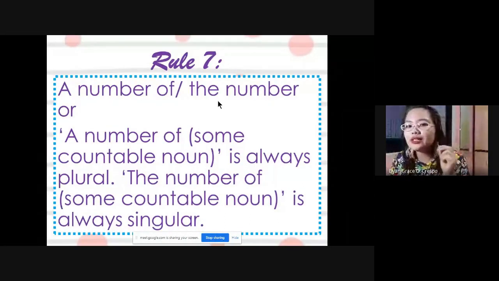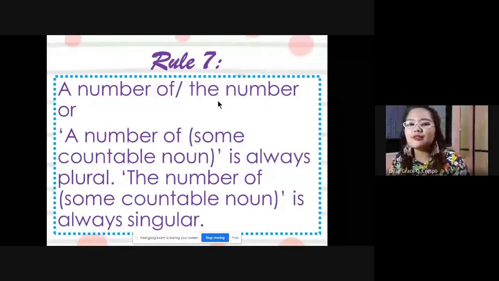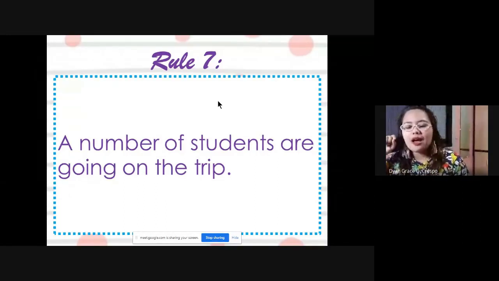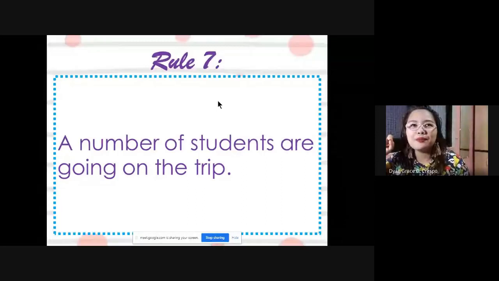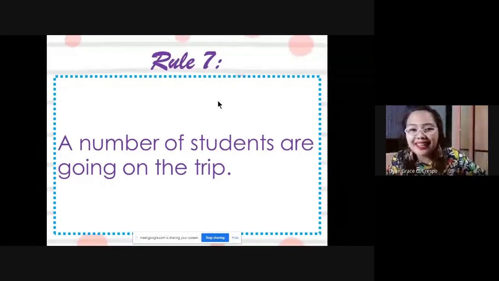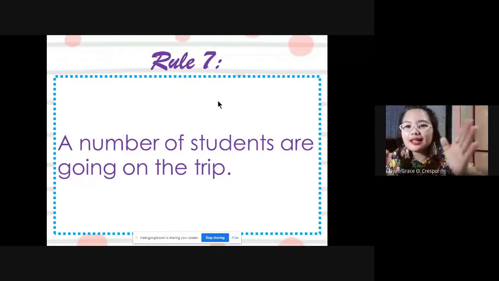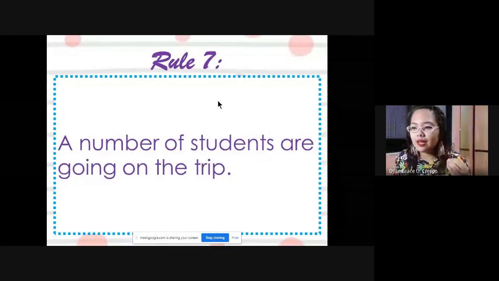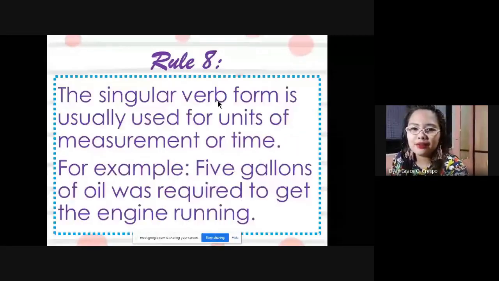Now, for the number of, the some countable noun is singular, okay? So let's have an example. A number of students are going on the trip. So as you can see, if you will analyze the sentence, a number of, okay, they will have a trip. Ilan sila? You would imagine that they are 5, 4, 3, 7, 10. Ganun kadami. So tatanggalin natin the number of students. 7 students are going on the trip. Diba? It makes sense. Now, let's have rule number 8.